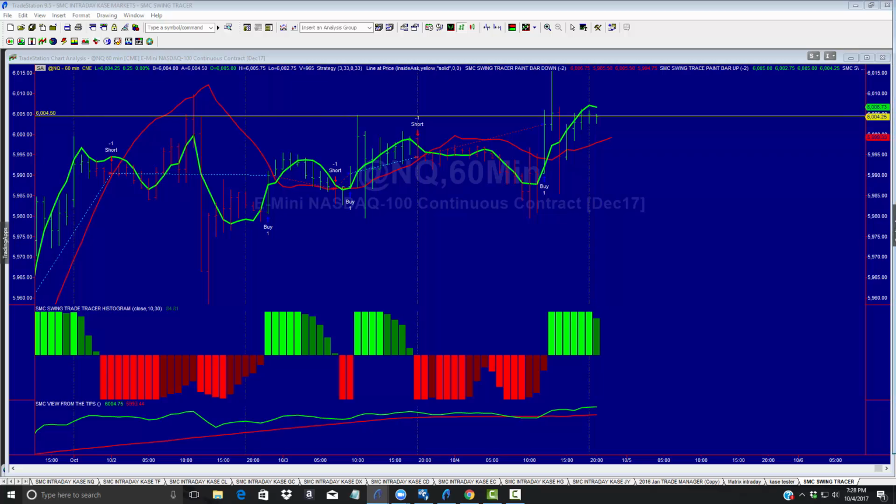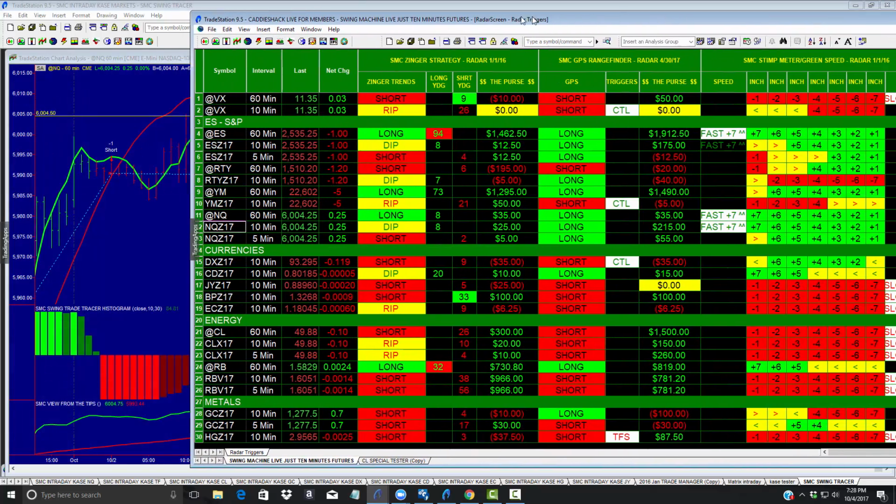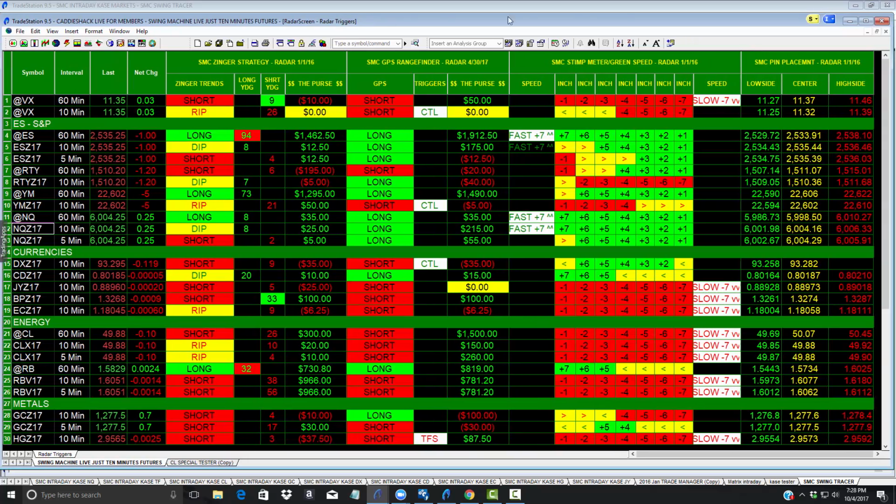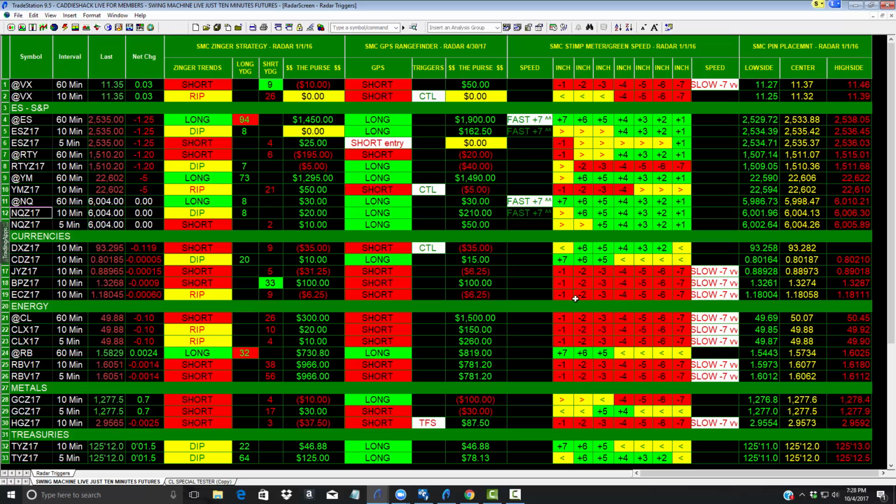This is called the Swing Machine, running on the TradeStation platform called Radar, but this is our proprietary information here. These are other strategies showing you live profit and loss, running on a 60-minute, 10-minute, 5-minute. We give you the strategy, complementary strategy, the wind direction, key support and resistance levels.